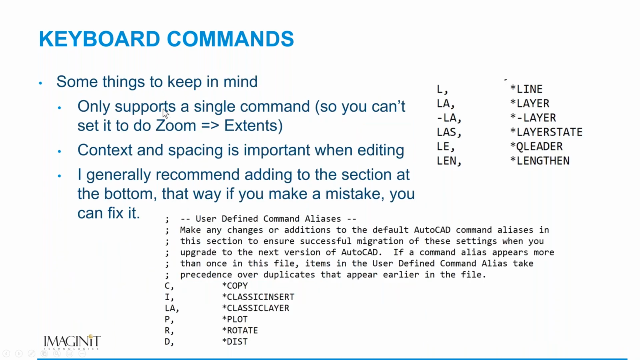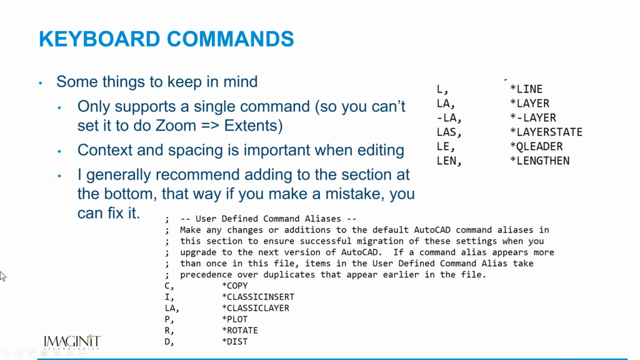Right, some things to keep in mind: it only supports a single command, so you can't set it to do a zoom extents. Nice try, because that was the first thing I tried to do years ago, was set zoom extents, because we use that exclusively. Context and spacing is important when editing, so this is what it actually looks like. And I generally recommend adding to the section at the bottom. That way, if you make a mistake, you can go back and fix it. So anything I put down at the bottom under where it says user defined command aliases, no, you do not require admin rights to make these changes. This PGP file lives within your Windows profile and should be fully editable by you, even as a restricted user.